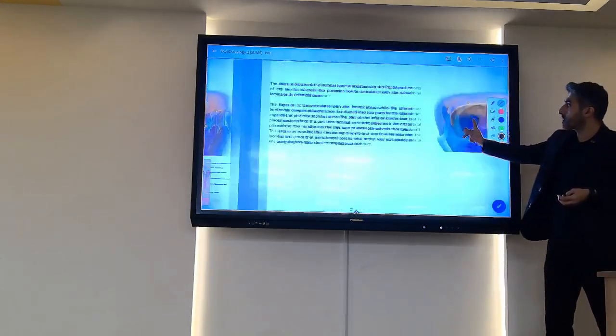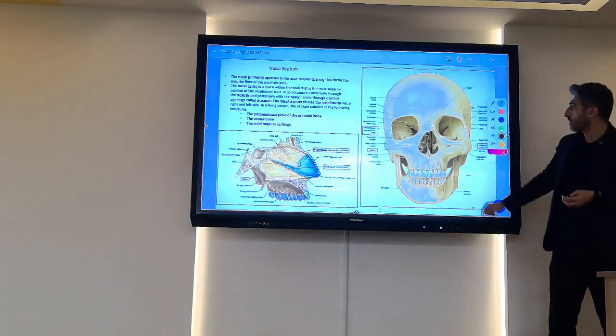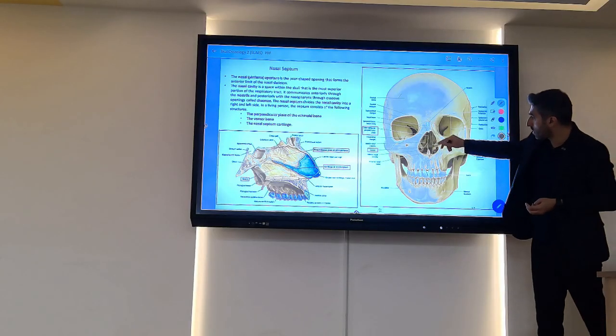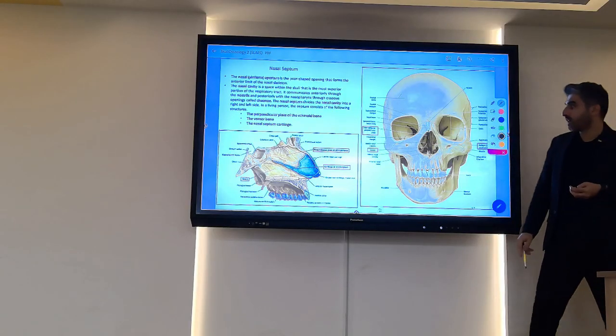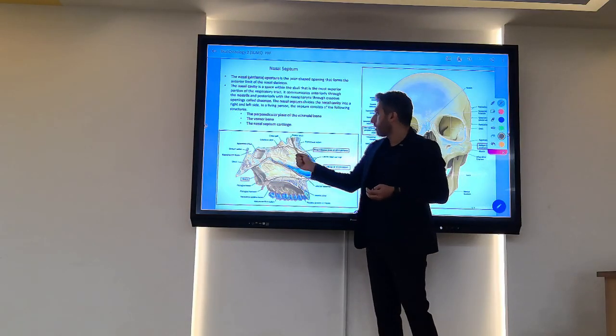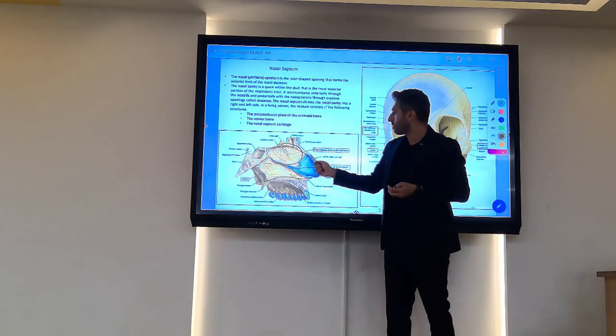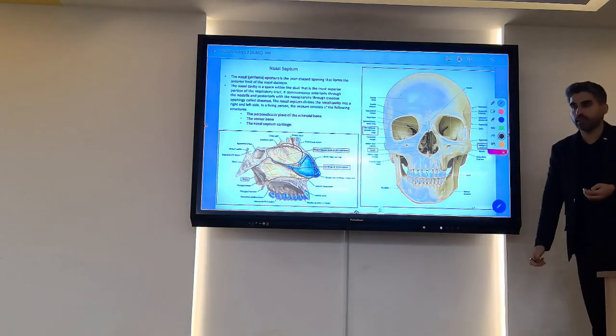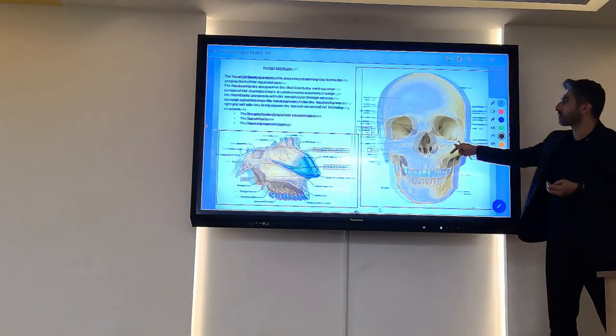So, the vomer, and you can see the nasal septum from anterior view, with its different parts. I told you: vomer bone, perpendicular plate of the ethmoid, and septal cartilage. These are three big structures in the nasal septum.